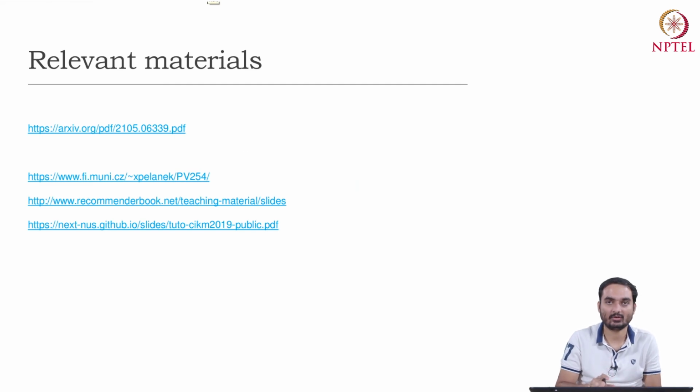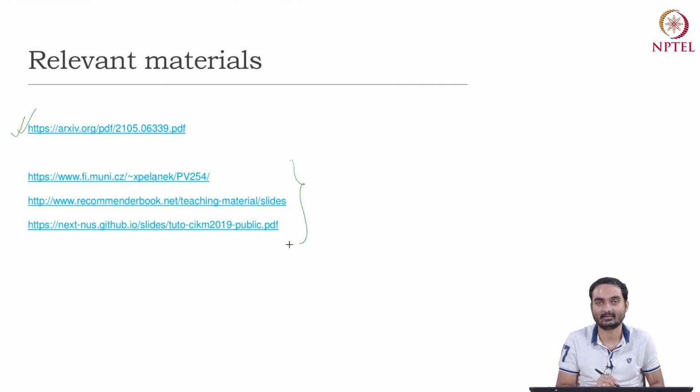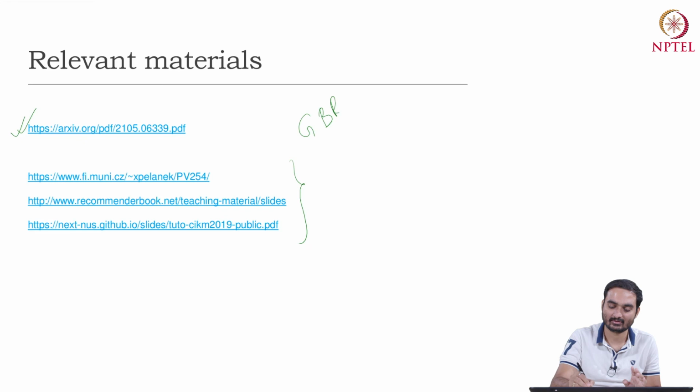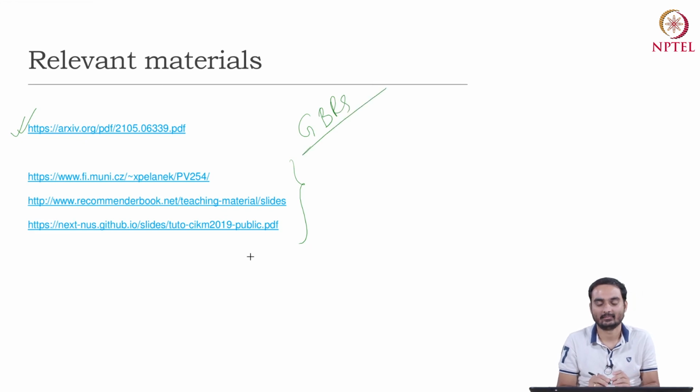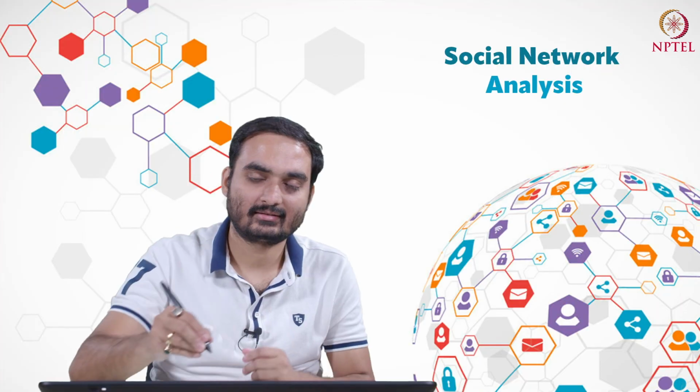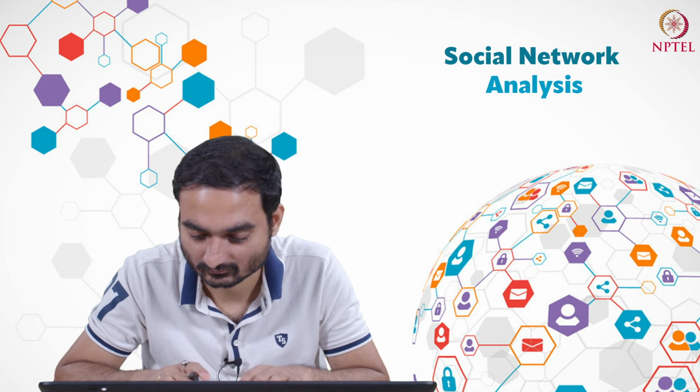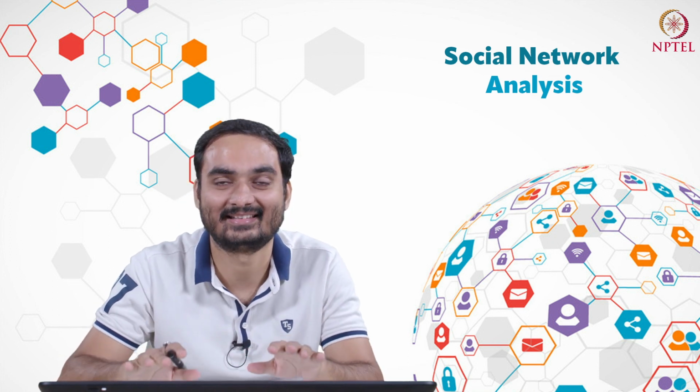If you want to know more about recommendation systems, this is the survey paper that you should look at. These are just some other materials that you should also look at if you want to know more about graph based recommendation systems, GBRS. This is very popular these days because of the effective usage of graphs that you can leverage in the recommendation system. That brings us to the end of this chapter. In fact, that brings us to the end of this course.